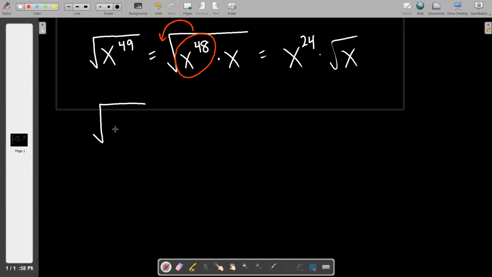All right, let's practice with a cube root. Let's do the cube root of x to the 53rd.